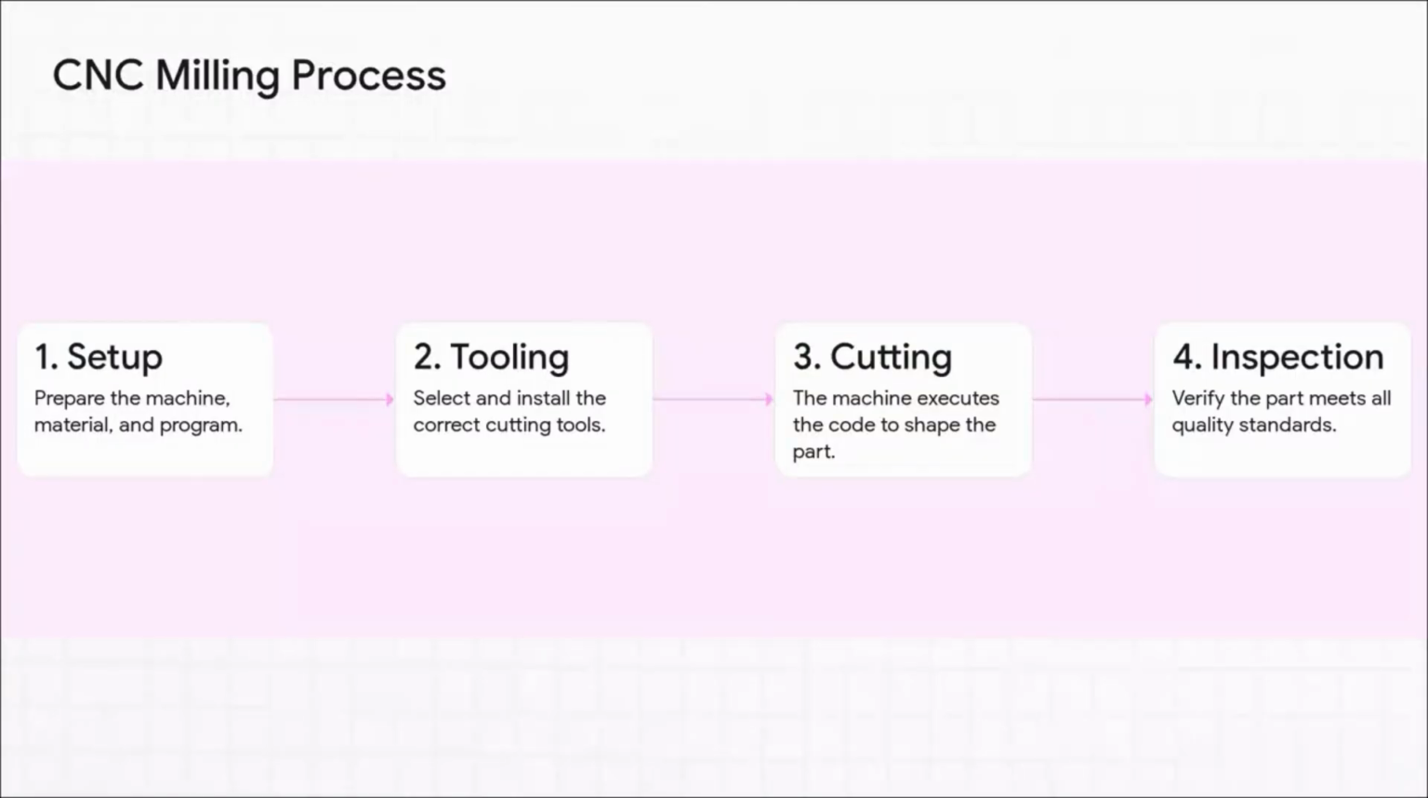All right, the whole process really boils down to four main steps. First up, you've got setup. This is where an operator clamps the material down tight and loads up the computer program. Next is tooling, and this is super important. It's all about choosing the absolute perfect cutting tool for the job. Then, of course, comes the action, the cutting. The machine just follows the code, line by line. And finally, you have inspection. You've got to make sure the finished part is exactly right down to the tiniest detail.